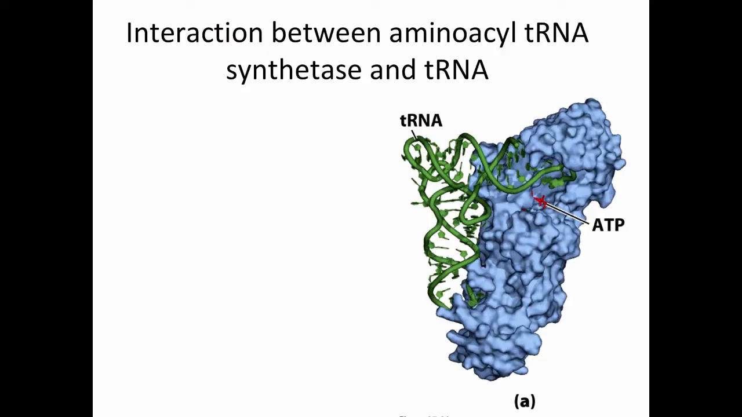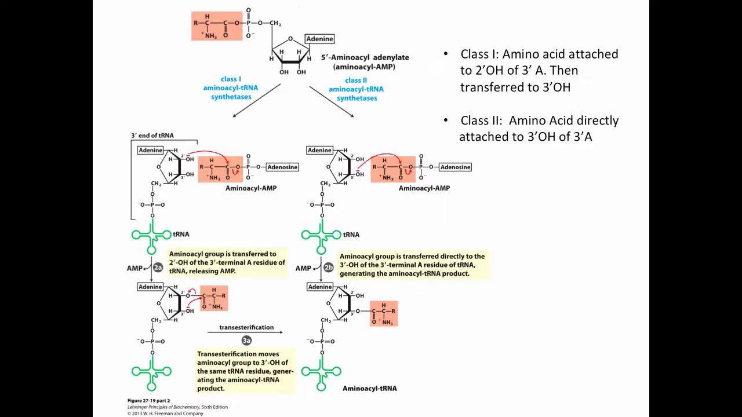Actually, yes? Is there a benefit of the class 1 over the class 2? Because the class 2 just attaches directly to the 3'. That's a great question. The class 1 seems to be specific for certain amino acids, and the class 2 has its own amino acids that it's specific for. I can't remember exactly which ones are specific for what, and I don't know what the benefit would be of first attaching it to the 2'.